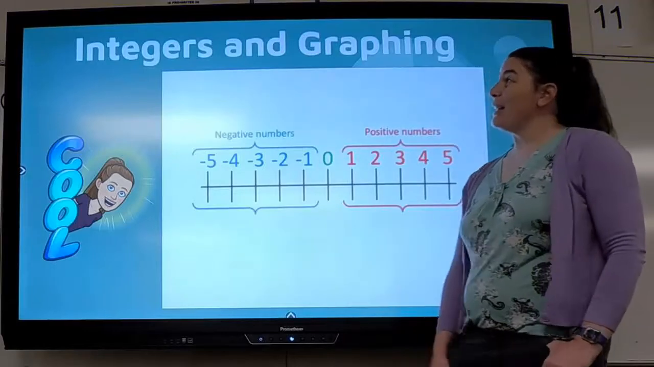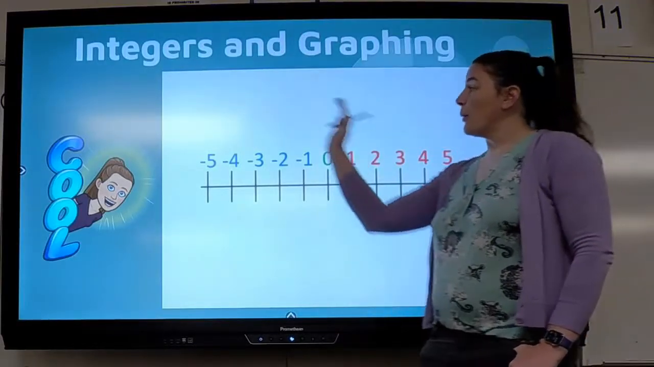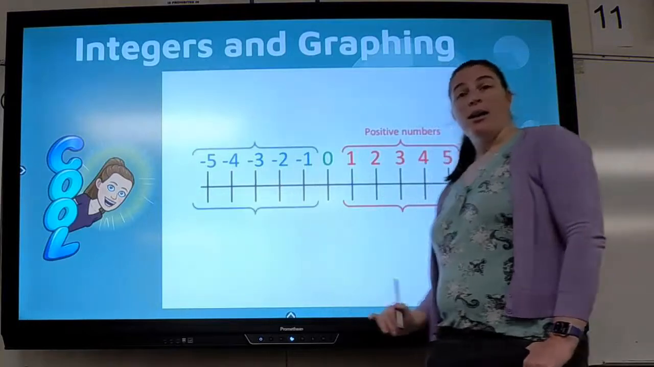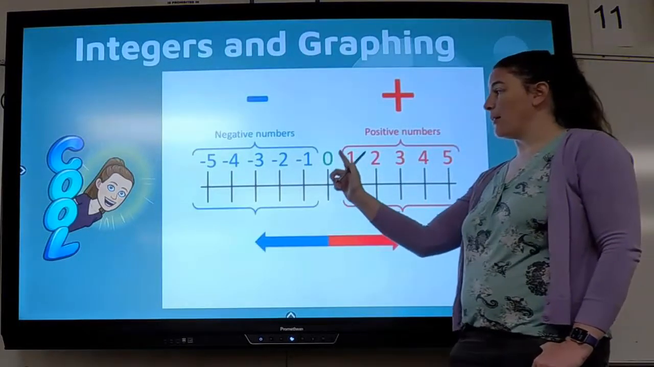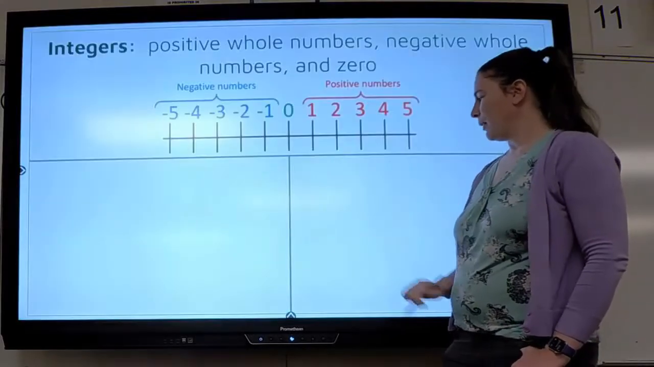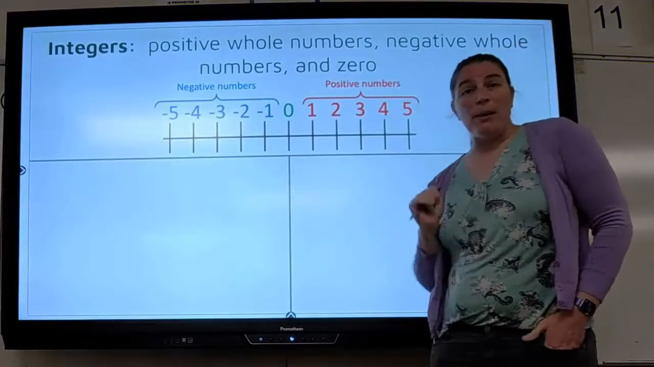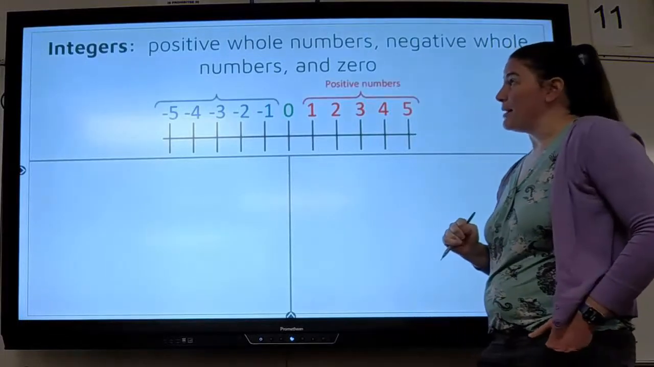Today we're going to be learning integers and graphing the numbers on a number line. So I want you to remember that the left side of the 0 is all negative numbers and the right side of the 0 is positive numbers. All right, so these are some vocabulary words. I do want you to write this on your guided notes, so please write that down.